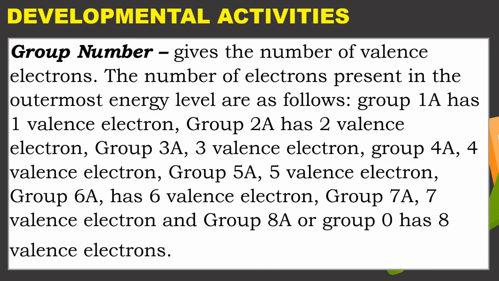The group number gives the number of valence electrons. The numbers of electrons present in the outermost energy level are as follows. Group 1A has 1 valence electron, group 2A has 2 valence electrons, Group 3A has 3 valence electrons, Group 4A has 4 valence electrons, Group 5A has 5 valence electrons, Group 6A has 6 valence electrons, Group 7A has 7 valence electrons, and Group 8A or Group 0 has 8 valence electrons.